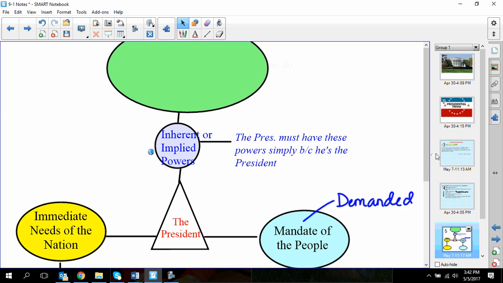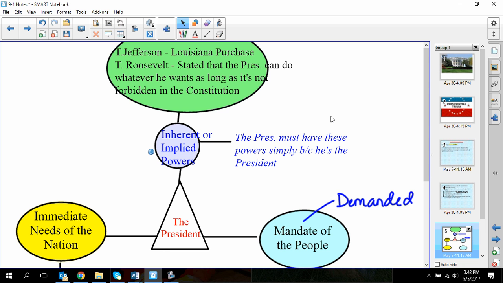The president's power has greatly increased in three basic ways. What we expect of the president has increased, the needs of the nation have changed what we expect of our president, and the mandate of the people, or what is demanded of us by the president, has changed. So for example, the inherent needs of the president. Thomas Jefferson made the Louisiana Purchase because he believed that was an inherent power. Simply because he's the president, he felt like at that time he had the power to purchase land, because the Constitution didn't say he couldn't.